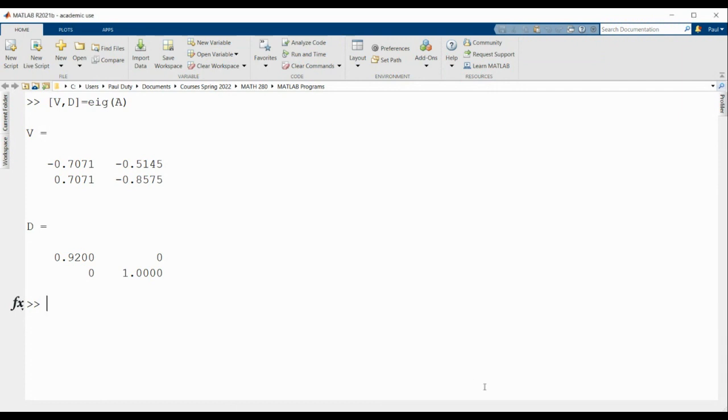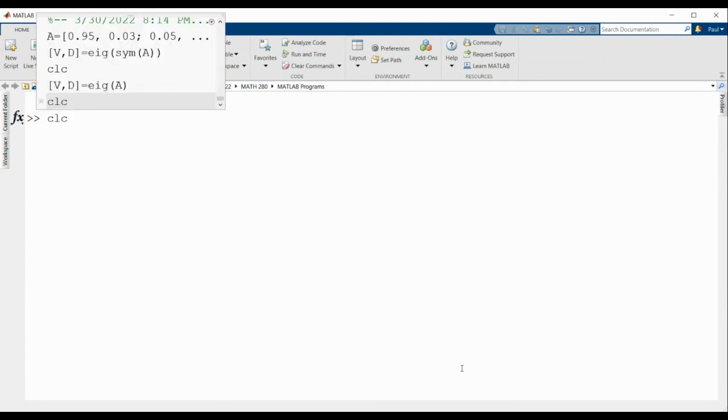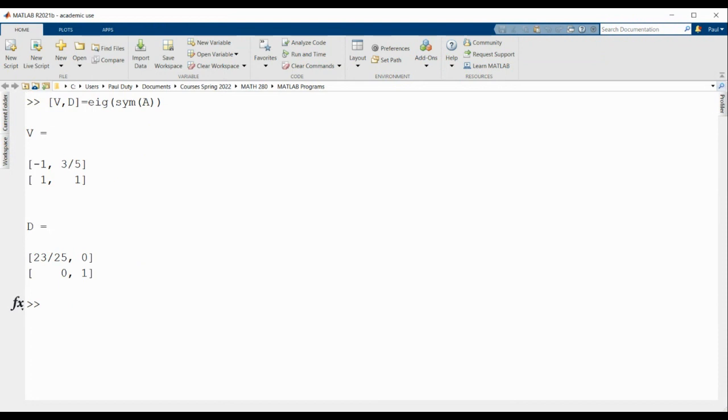So this is why, I'll do clc to clear that, this is why we need to use eig of sym of A. Okay, does that help clarify that?